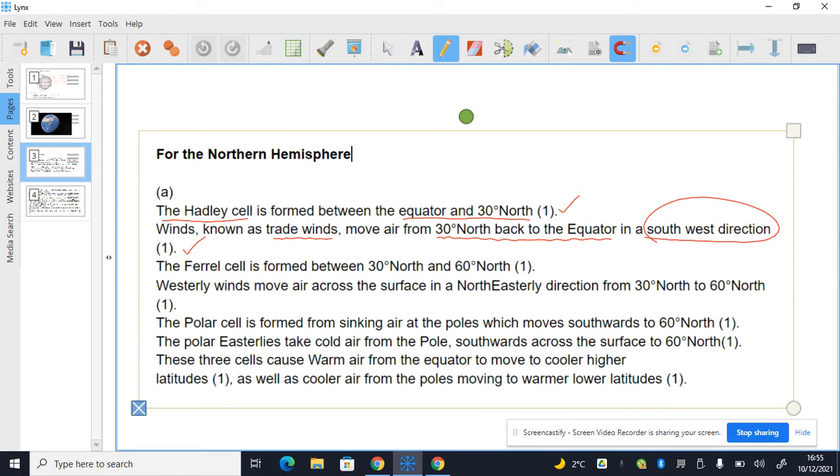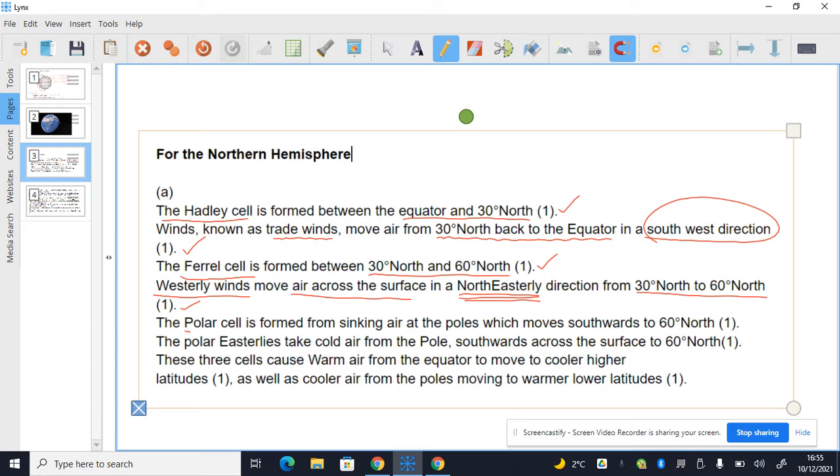Let's move down to the Ferrel cell. It's formed between 30 degrees north and 60 degrees north. There's a mark for that bit of knowledge. And the surface winds, they're known as westerlies, and they move air across the surface in a northeasterly direction from 30 degrees north to 60 degrees north. And we get a mark for that.